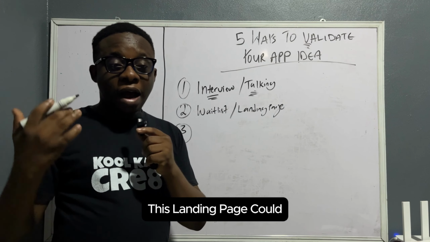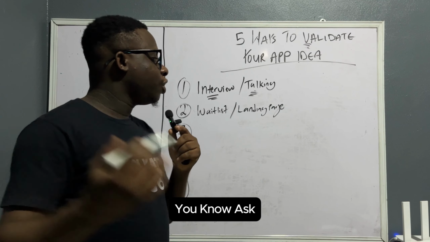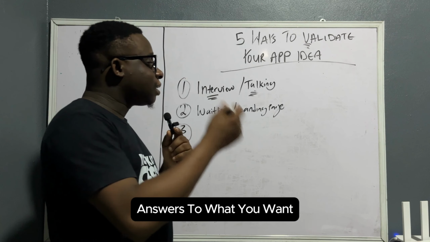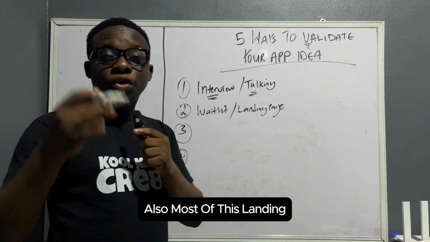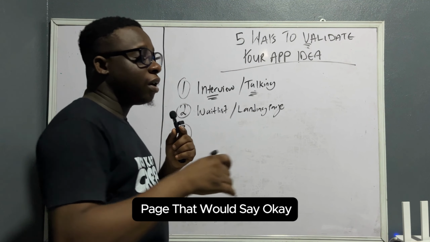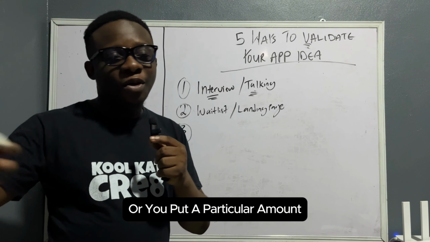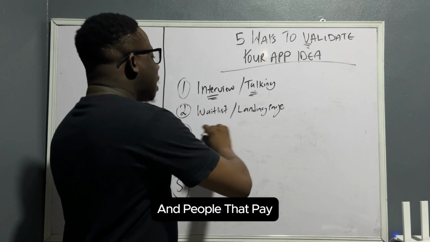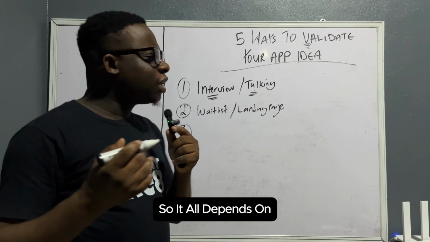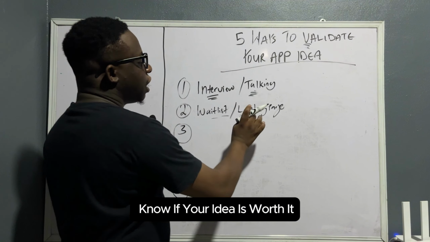This landing page could have things like forms and questionnaires, in order for people to answer those questions and give you, as the app idea owner, the answers you want. Also, most of these landing pages could carry payment. There's a landing page that would say, okay, if you truly want to invest in this idea, put in a particular amount of naira, and people that pay would show that there is interest in this, or join the waitlist by paying. So it all depends on what you want to do, but you can use this to know if your idea is worth it.